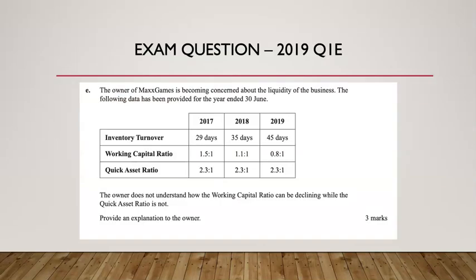The first one is a quick one. The exam question from 2019, question 1, part E. This was a business called Max Games, and they were concerned about the liquidity of the business. So you're seeing the word liquidity. They were given 3 indicators: inventory turnover, an efficiency one, which we understand is linked to liquidity, and also working capital ratio and quick asset ratio. And the business wants to understand why working capital ratio is declining, but quick asset ratio is not.